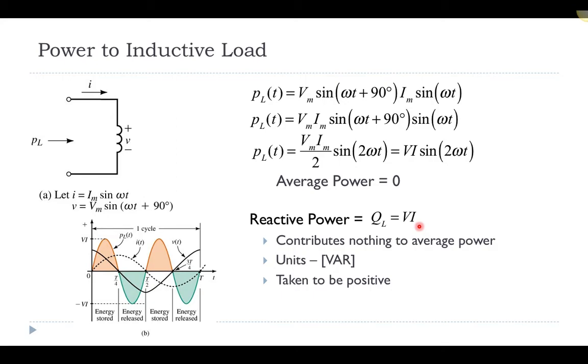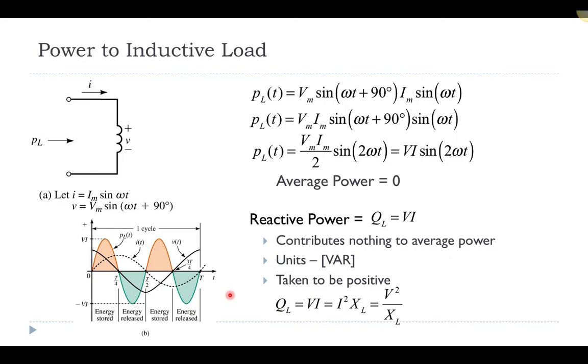But in order to specify that this is reactive power and not real power from a resistor, we use separate units, and we use units that are VAR. And so you might wonder, where does that come from? The V comes from the volts, the A comes from the amps of current, and the R comes from the fact that it's a reactive component. So we have power for resistors, that's going to be in watts, and reactive power is going to be in these VAR units. If you have an inductor, the reactive power is taken to be a positive value.